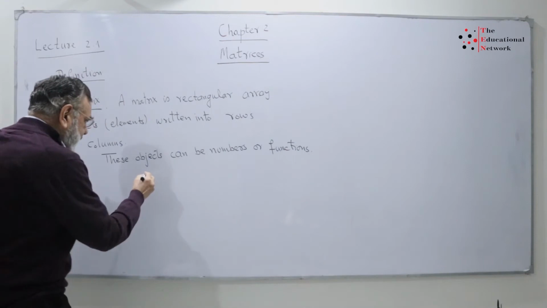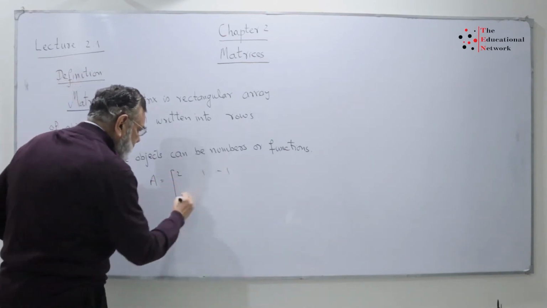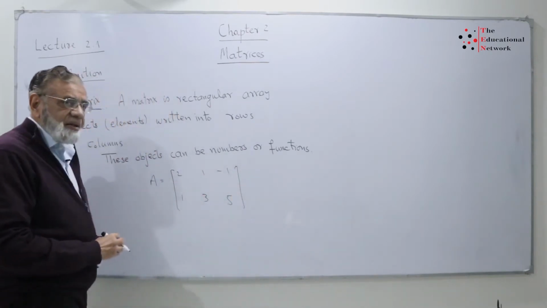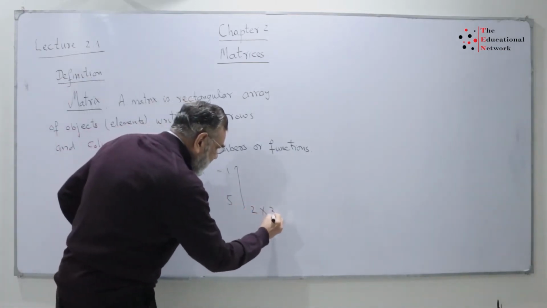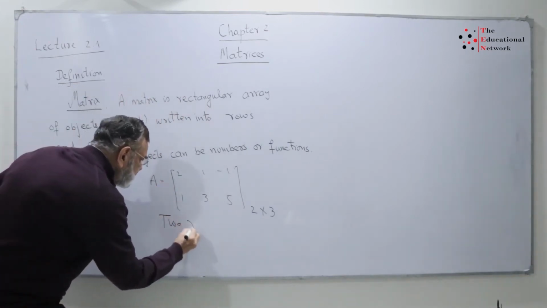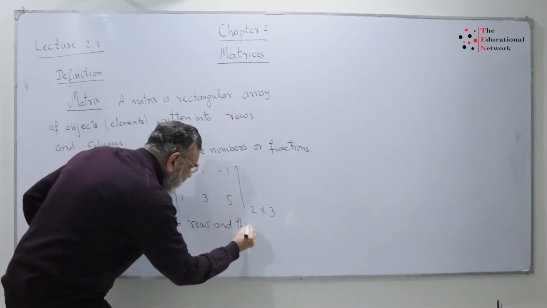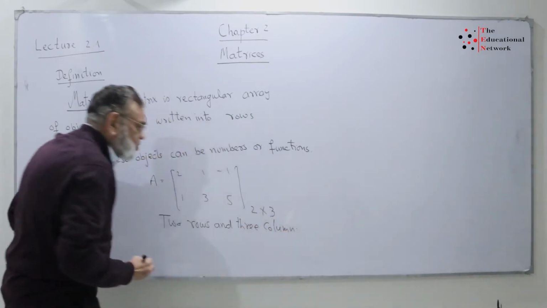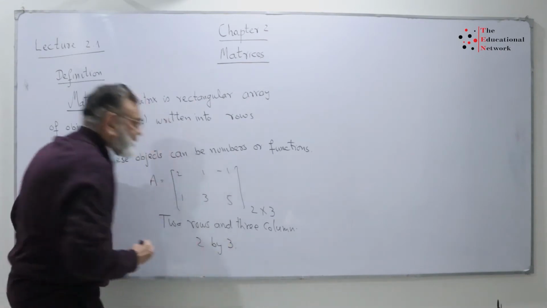For example, I can write here matrix A. In matrix A, I have the numbers 2, 1, minus 1, 1, 3, and 5. The size of a matrix is the number of rows and the number of columns. In this matrix A, there are 2 rows and 3 columns. So we say the size of this matrix is 2 by 3.